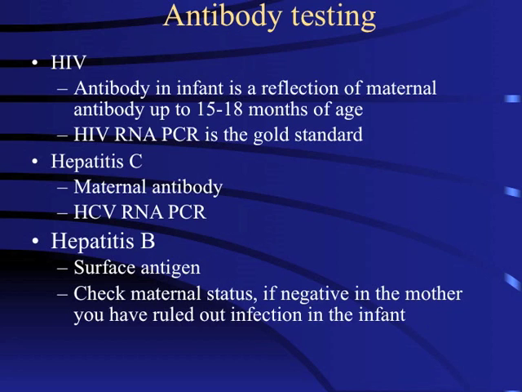For hepatitis B, you can do a surface antigen, but the most important thing is to check the maternal status. If the mom is a chronic carrier of hepatitis B, then there's hepatitis B immune globulin and the hepatitis B vaccine, and they should be given at birth at 2 different sites, and that basically has eliminated congenital hepatitis B infections in the U.S.